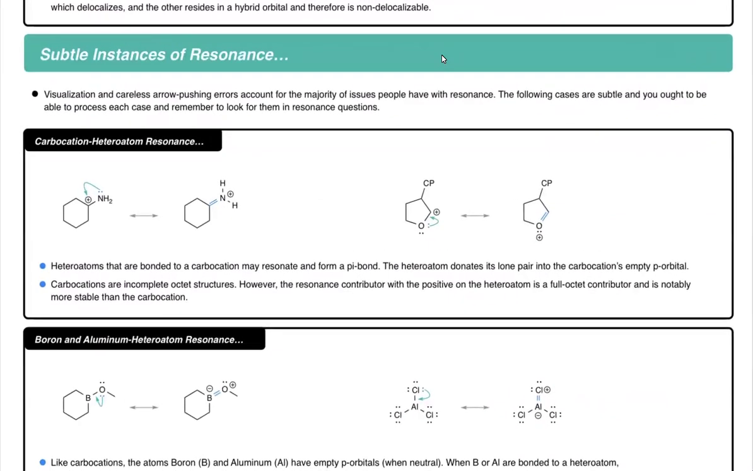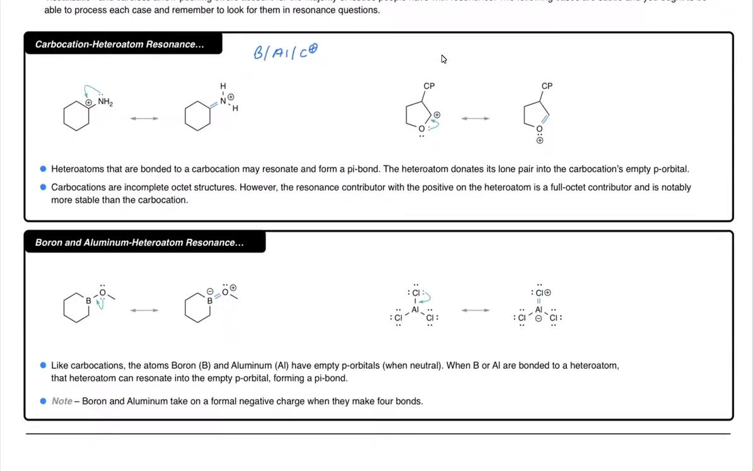Subtle instances of resonance would be having lone pair atoms connected to atoms with empty p orbitals like boron, aluminum, and the carbocation. What we see here are just more examples of that. Nitrogen can resonate into the empty p orbital of the carbocation, filling that, taking on the positive charge. Similarly, if I had an oxygen directly bonded to the carbocation, the oxygen could resonate a lone pair into the empty p orbital and make a pi bond to the carbon. And we have boron, aluminum, and the carbocation.